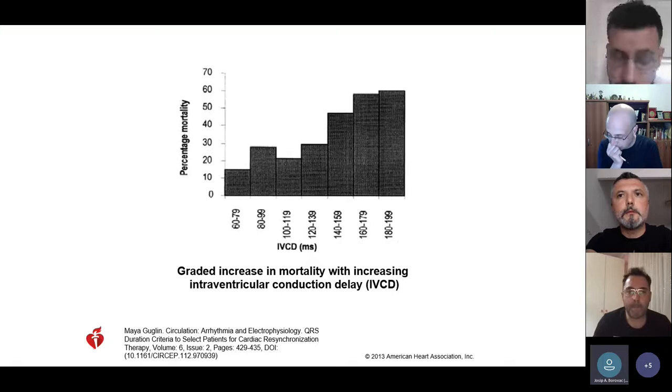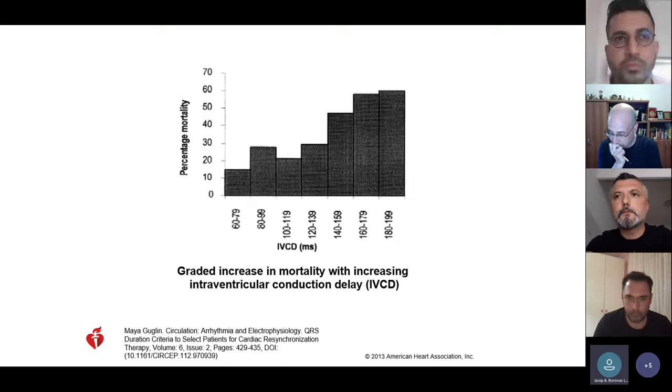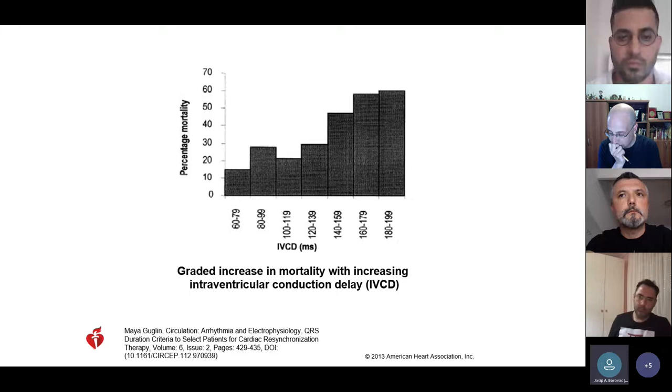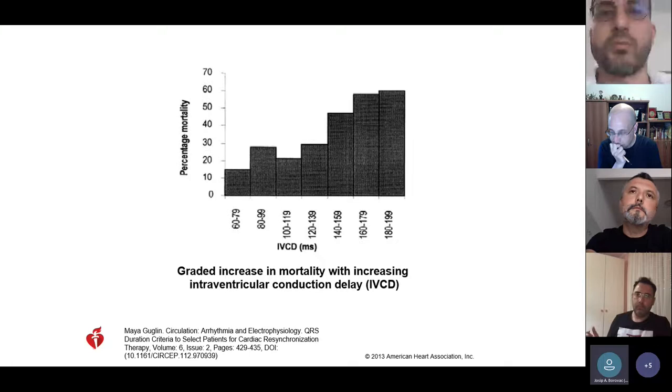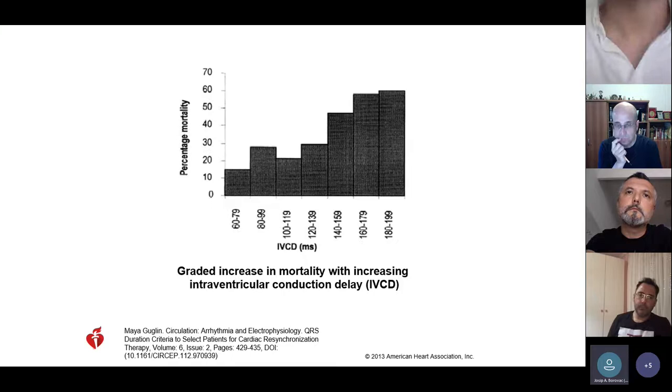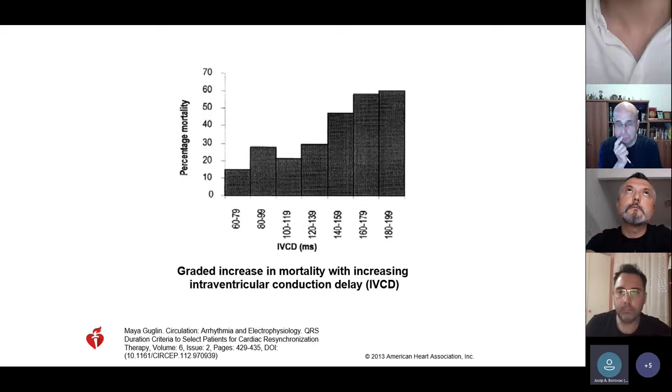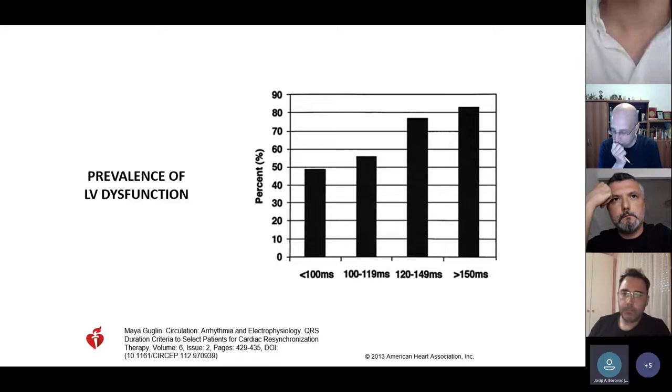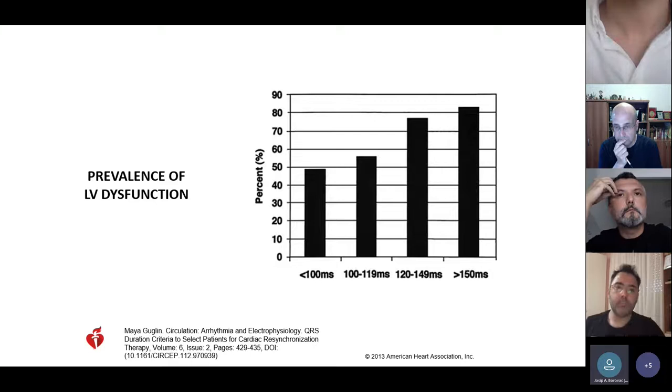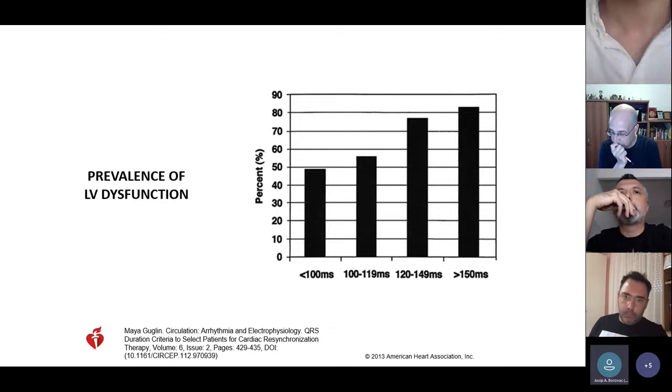QRS morphologies with very long QRS durations are followed by a significant increase in the percentage of mortality, which is something that we are trying to address by CRT implantation, and has real-world hard endpoint evidence in doing so. There is also a prevalence of left ventricular dysfunction as we go further with the duration of the QRS complex. As we can see, if we go over 150 milliseconds, the prevalence of left ventricular dysfunction is quite substantial, which is, as we all know, very intuitive, but it was shown with these numbers that this percentage is quite high. It goes over 80% in this group of patients.